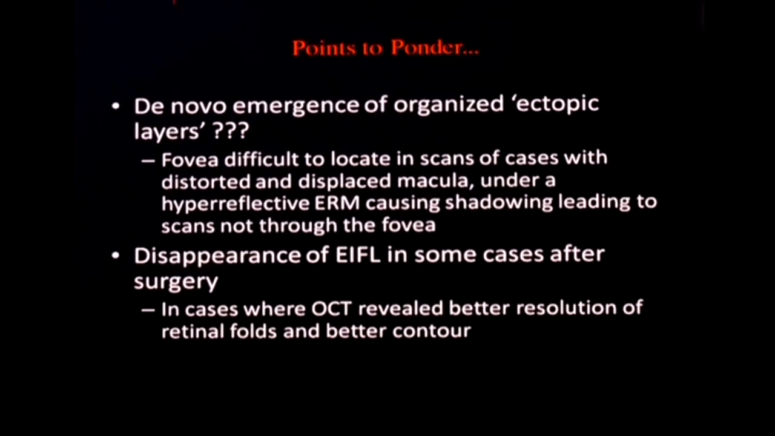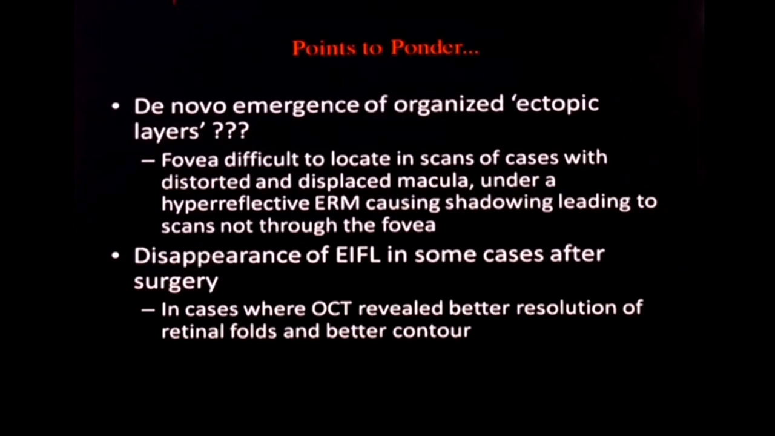Now, the points to ponder, the ones that I would like to discuss in this meeting, is, I would be very happy with the staging of the epiretinal membrane, but something which I could not digest was a de novo appearance of very organized, layered ectopic retinal layer on top of the fovea. Where did this tissue come from?